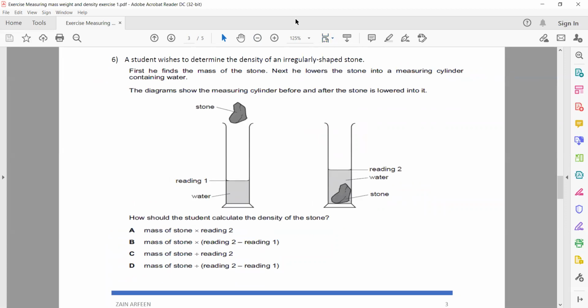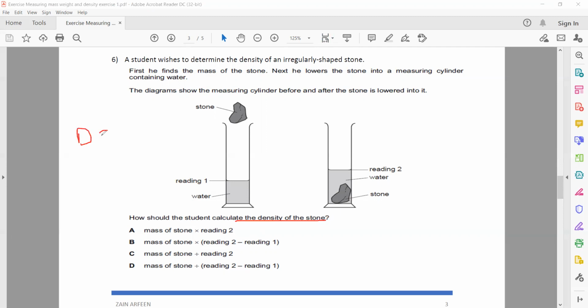In question 6, a student wishes to determine the density of an irregular shaped stone. First, he finds the mass of the stone. Next, he lowers the stone into a measuring cylinder. The diagram shows a measuring cylinder before and after the stone is lowered. How should the student calculate the density?